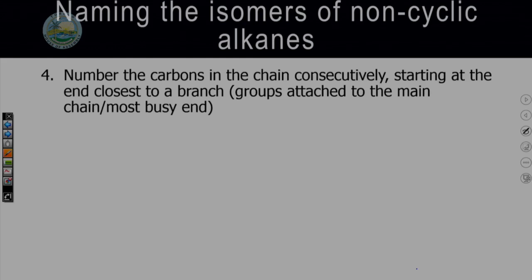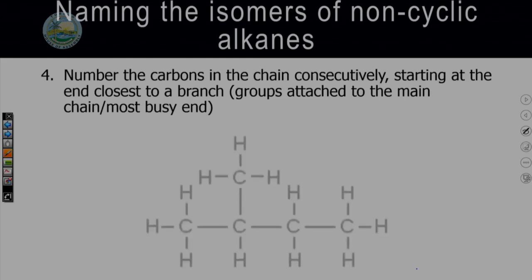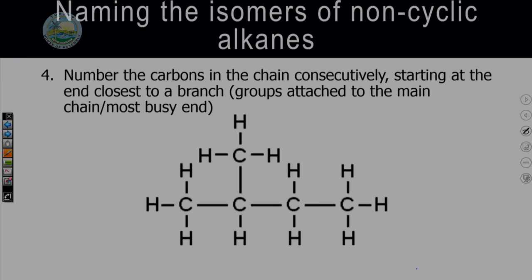starting at the end closest to the branch. All right? So the branch is the group attached to the main chain, which is the longest chain. So we would have established the longest chain. How do we begin numbering them? We number the longest chain from the carbon that has the branch closest to it. So in this case, where I put the 1 here is the carbon that is closest to the branch.